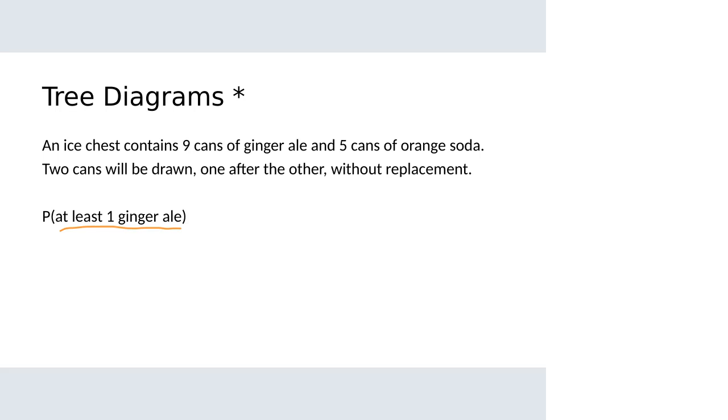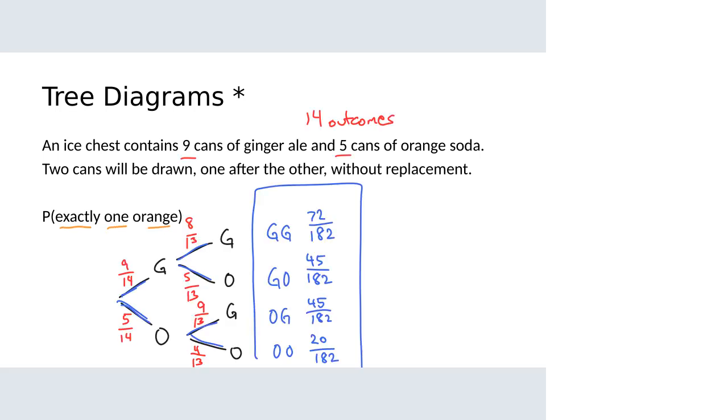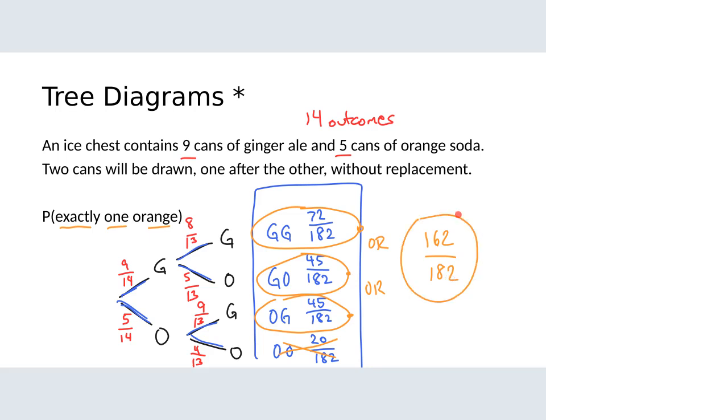So the probability of at least 1 ginger ale, we go back and we say, all right, well, I have at least 1 ginger ale here. I have a ginger ale here. I have a ginger ale here. I don't down here. So I could get at least one ginger ale this way, or this way, or this way. So I'll need to add all those together. And let's see, 72 plus 45 plus 45 is 162 out of 182. So the probability of at least one ginger ale is 162 out of 182.